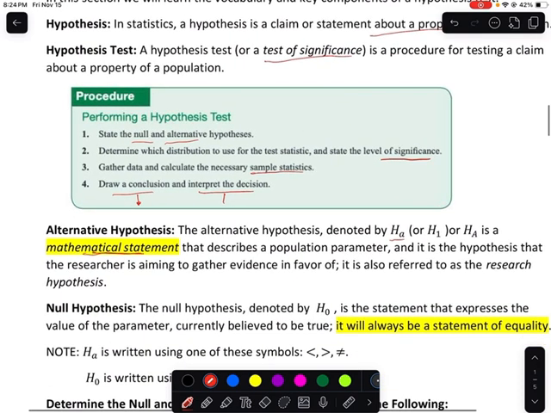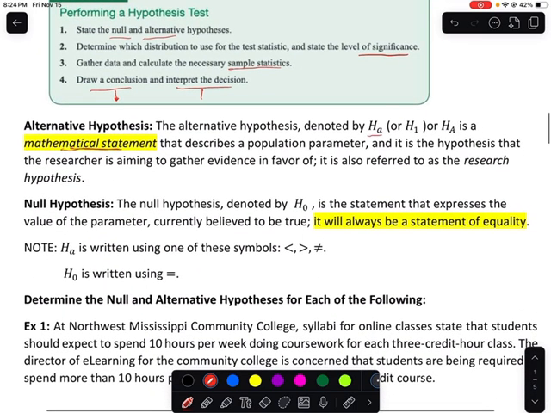So what is the null hypothesis? The null hypothesis is denoted by H sub 0. The alternative hypothesis HA has three versions, but the null hypothesis has only one way of writing. It is the statement that expresses the value of the parameter currently believed to be true, and it will always be a statement of equality, so it will always have just the equal to sign. The alternative hypothesis never uses the equal to symbol.